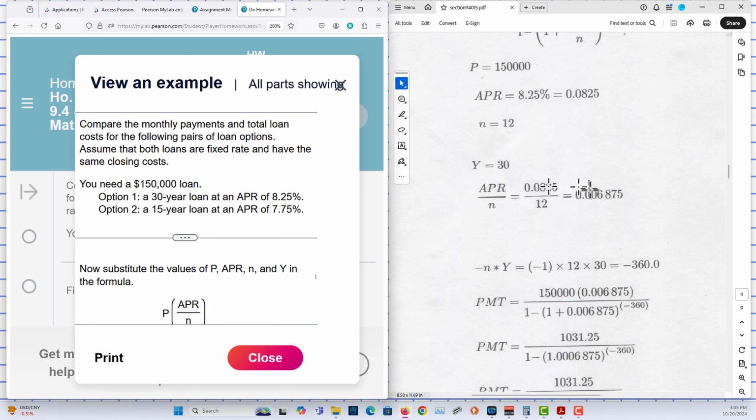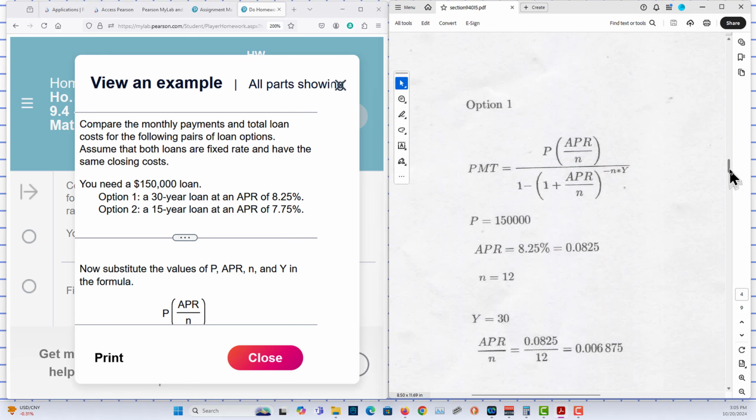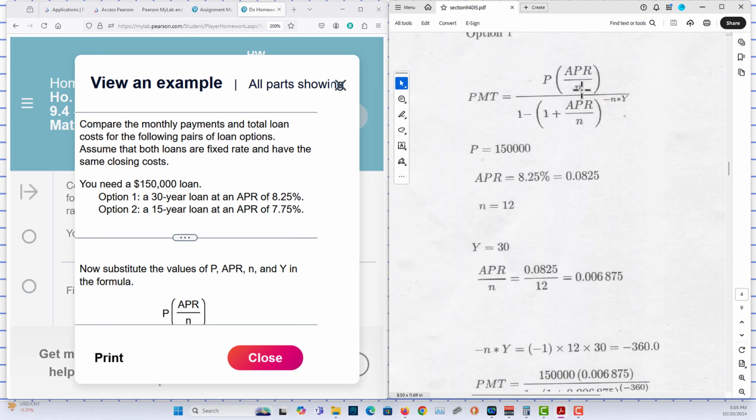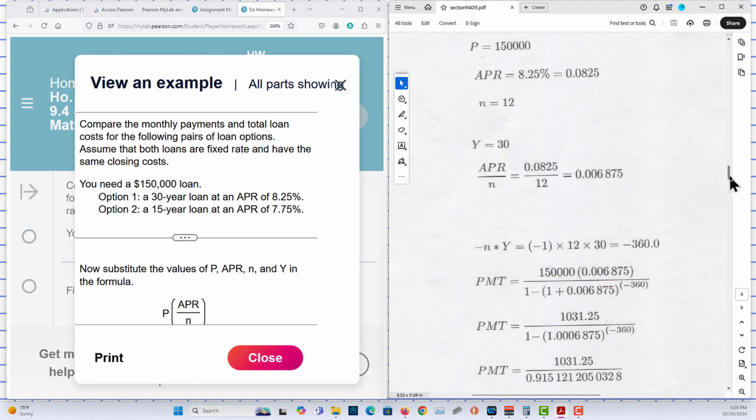So I did that there, and if you look at the original formula, you see the APR over N. So I did that, and I got that value. And then I also have a negative N times Y, and I did that too. It gives me a negative 360. And then I just plugged everything in.